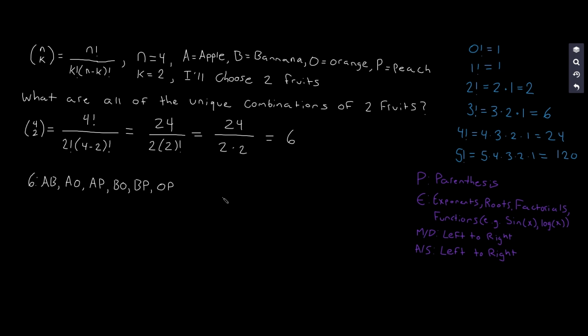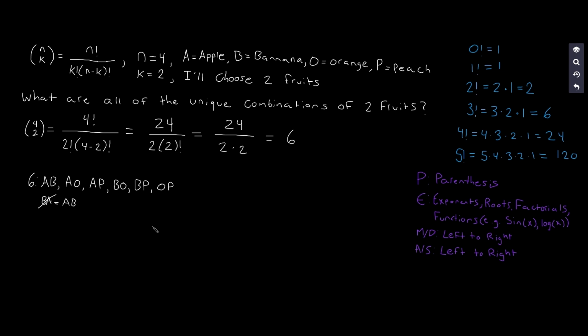But note, if you picked something like BA, like a banana and an apple, that's the same thing as an apple and a banana. So we don't count that one. We just write in an apple and a banana. You don't count it twice. The order does not matter.